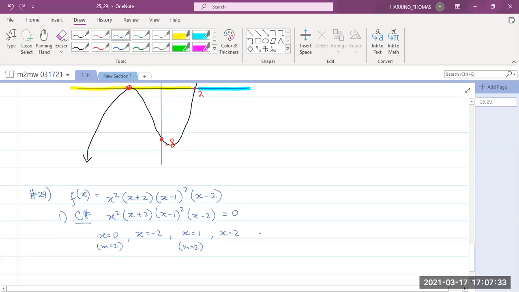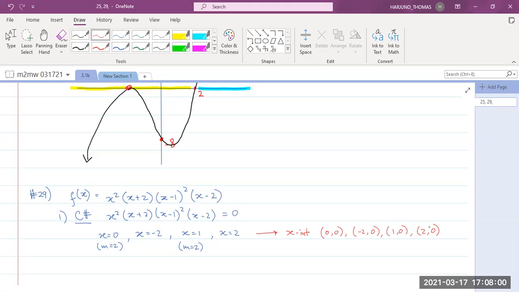Now, the consequence is that this later on becomes your x-intercepts. Okay, the x-intercepts are (0, 0), (-2, 0), (1, 0), (2, 0). Okay, those are the x-intercepts.